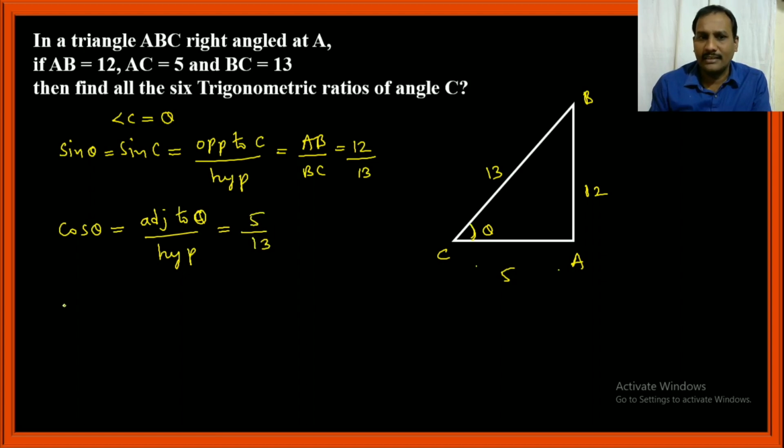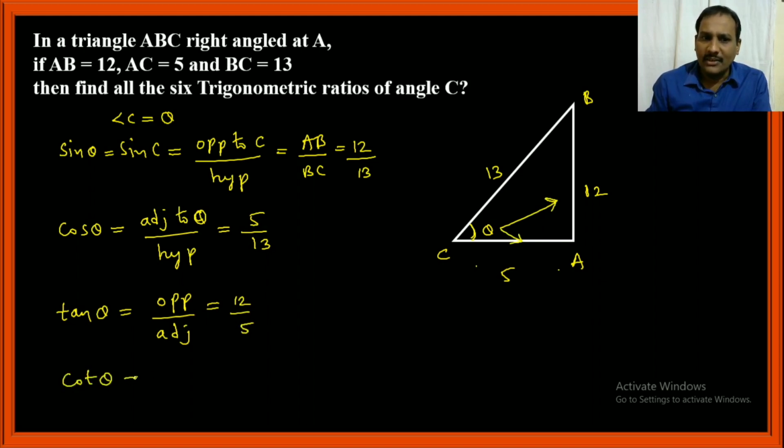Then tan theta. Tan theta is opposite by adjacent. What is opposite? Opposite to theta is 12 and adjacent to theta is 5. And what is cot theta? You can take the reciprocal of tan theta. It is very simple. That is 5 by 12. This is tan theta, 12 by 5, and its reciprocal is cot theta, 5 by 12.